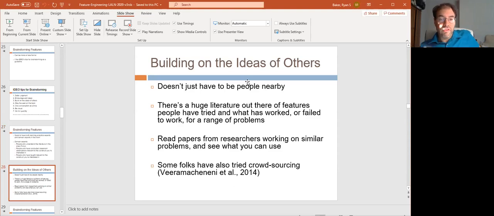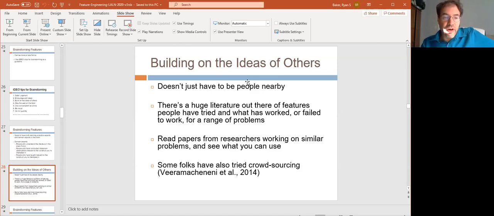Building on the ideas of others. It doesn't just have to be people. I posed it like you've got this brainstorming session where you get together the members of your lab with pizza and beer and face masks, and you're all brainstorming together. But it doesn't just have to be people in your brainstorming session, and that includes your Zoom brainstorming session.